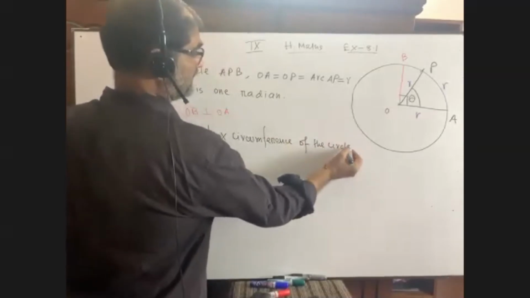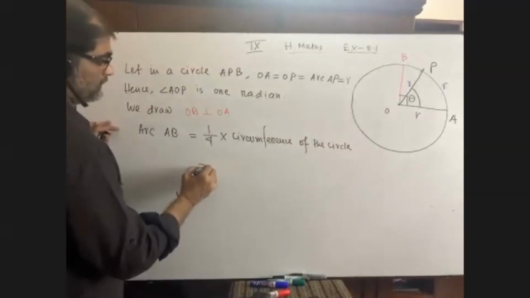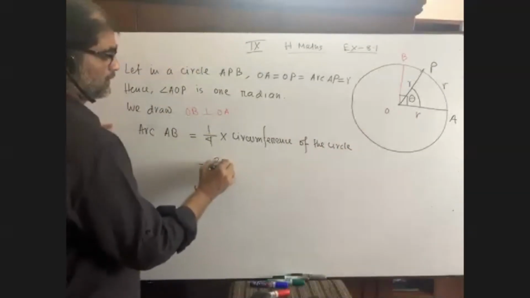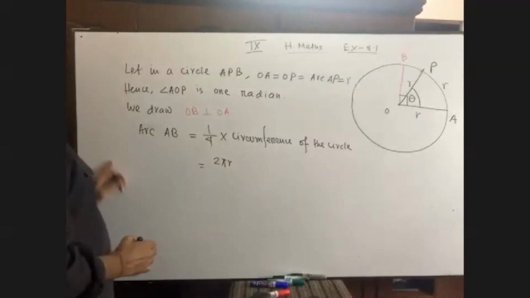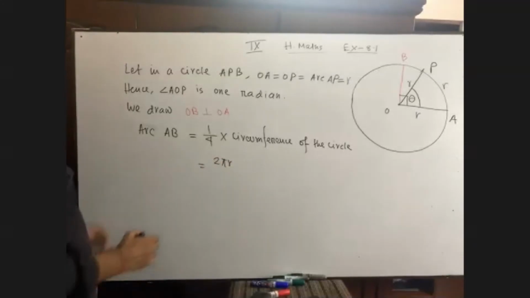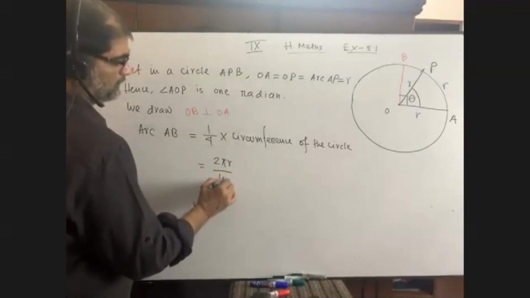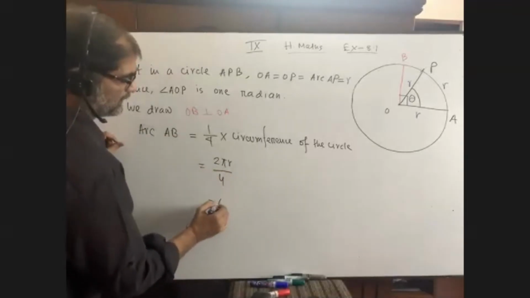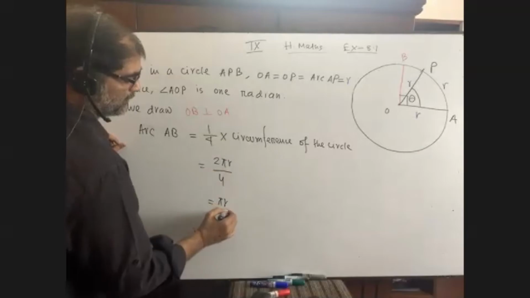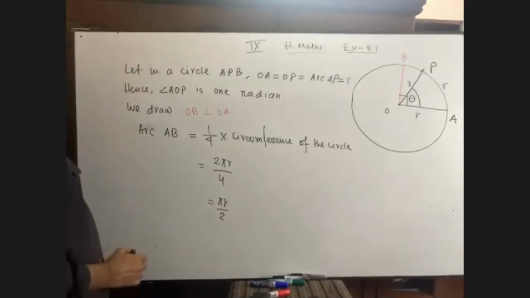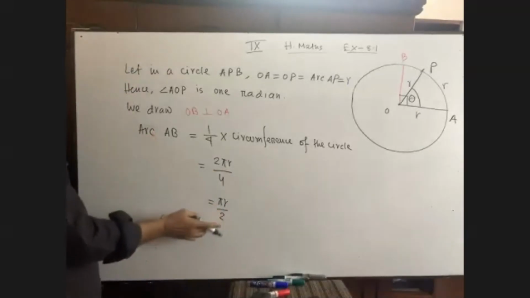What is the circumference of the circle? 2 pi r. 2 pi r by 4. That means we are getting pi r by 2. That is arc AB is pi r by 2.